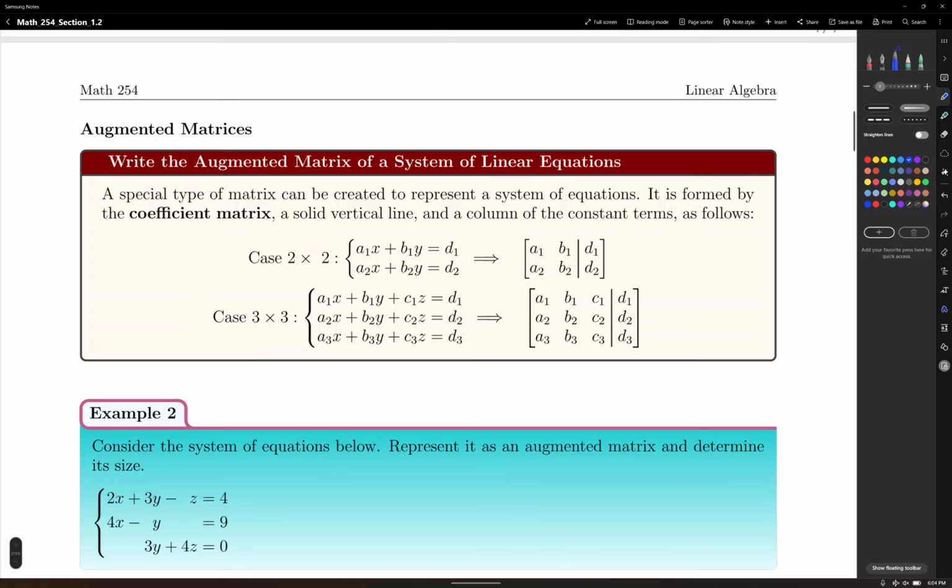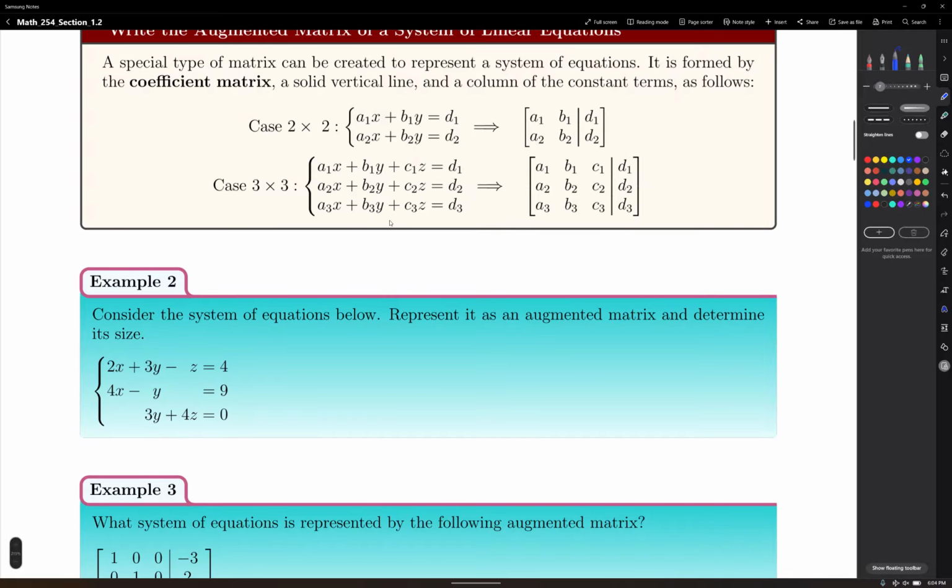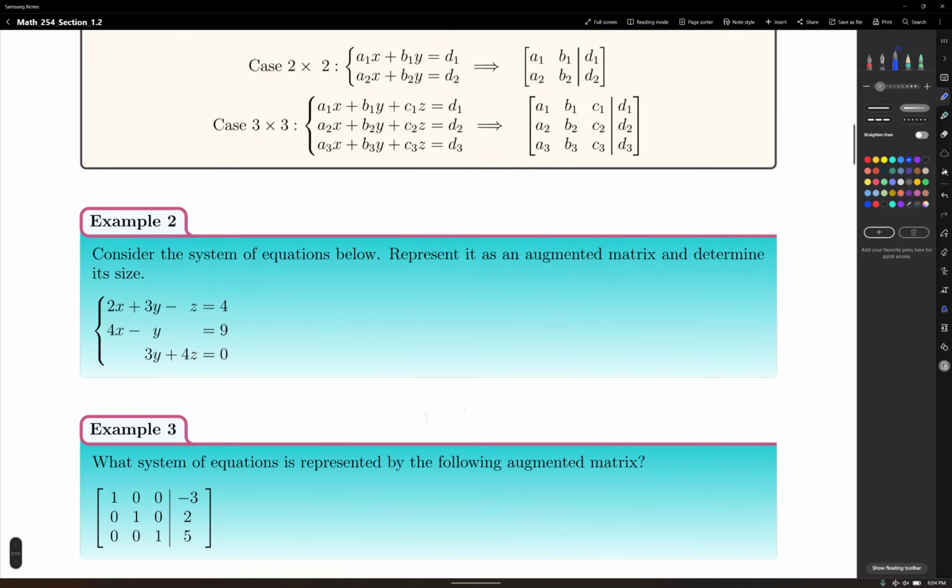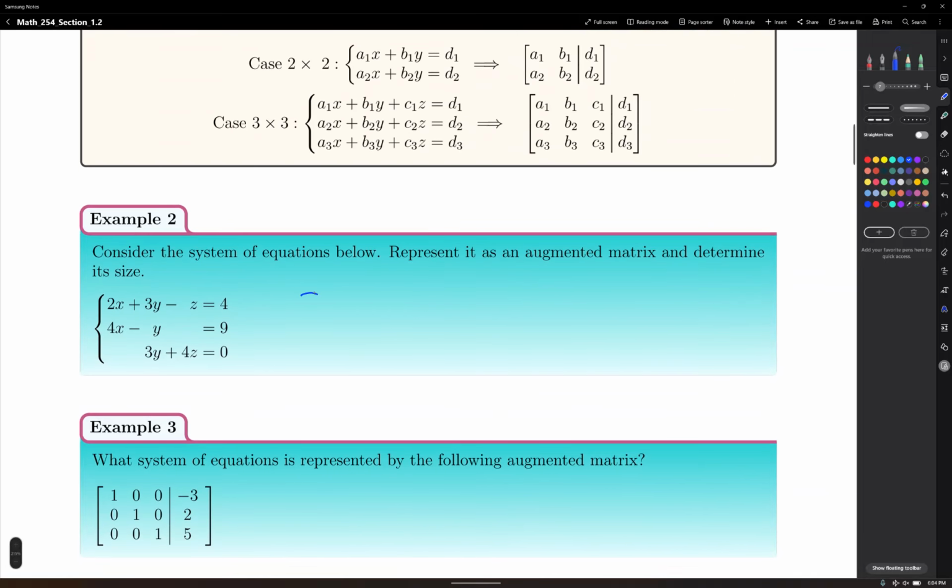So here we go, the 2 by 2 case, the 3 by 3 case. All we do, essentially, is get rid of the x, y, z, or x1, x2, x3, etc., and turn it into a matrix. All right. So let's consider the system of equations right here. Okay, so let's write it as an augmented matrix. Number one, x, y, z, all of them are there. That is a 2, 3, -1, bar, and then the constant term. All right.